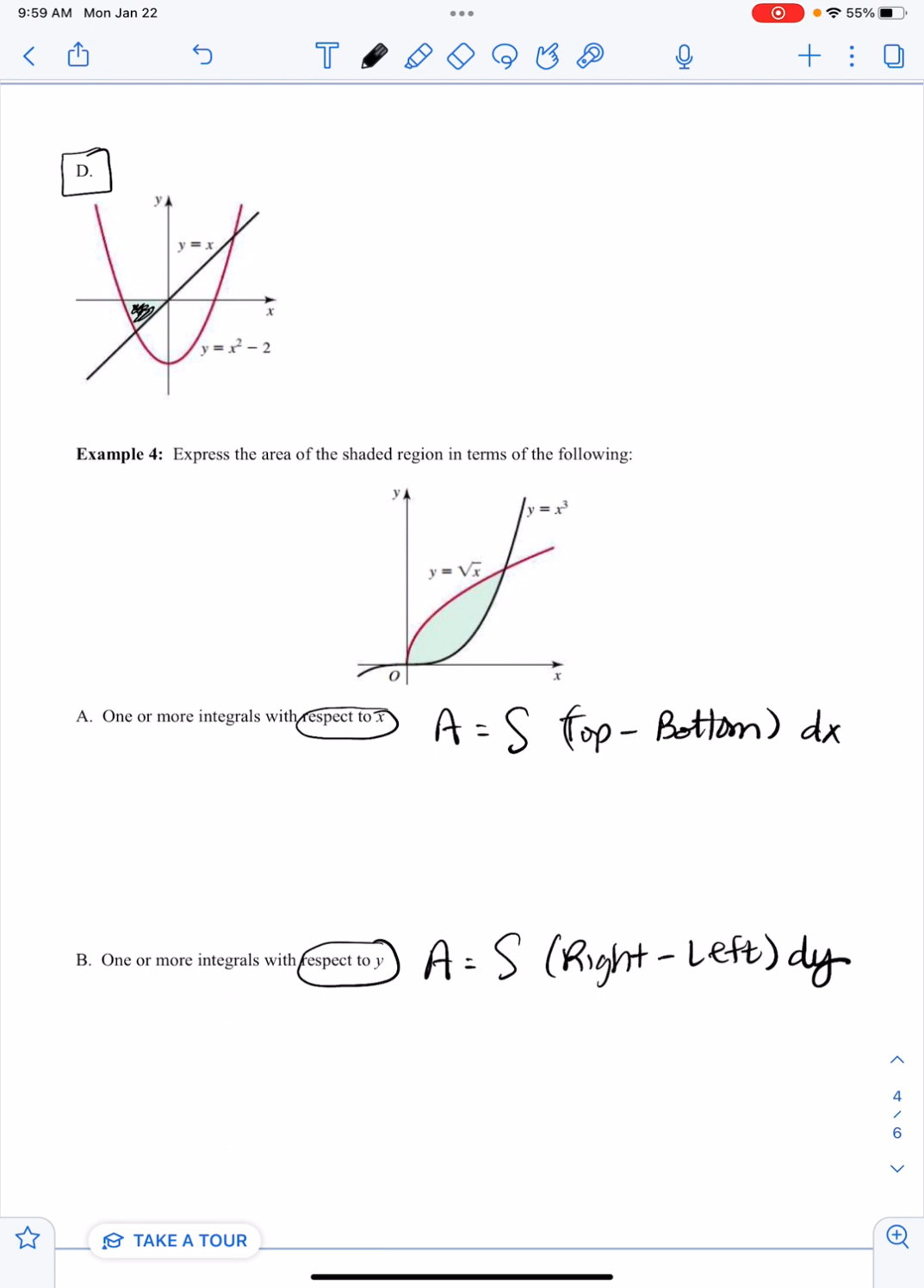Okay, so the top minus bottom one is probably a little bit easier because our formulas are all about x as they're given. So really the only thing we don't have are the limits of integration. So the y equals root x would be our top formula, that red, and then the black would be our bottom. Okay, so our top formula would be the square root of x, and our bottom formula is x cubed.